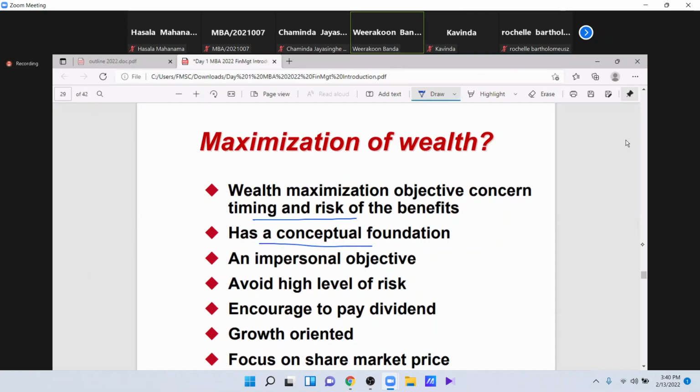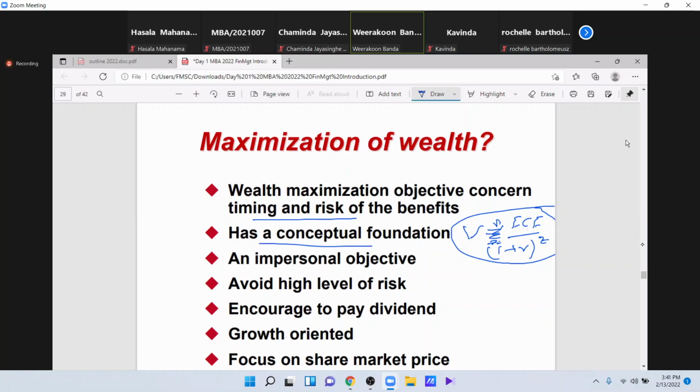So when you say the value of the company, it has some particular estimation method here: free cash flows discounted at 1 plus the company cost of capital to the power of time period T, from T equals 1 to N. So this is one particular estimation foundation. That's why it has conceptual foundations and impersonal objectives. Not depending on personal objectives, it has some company-level, broader objective.